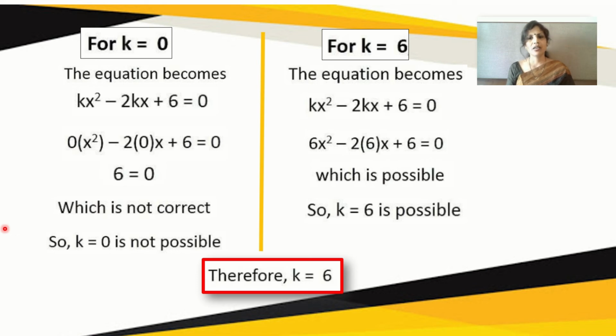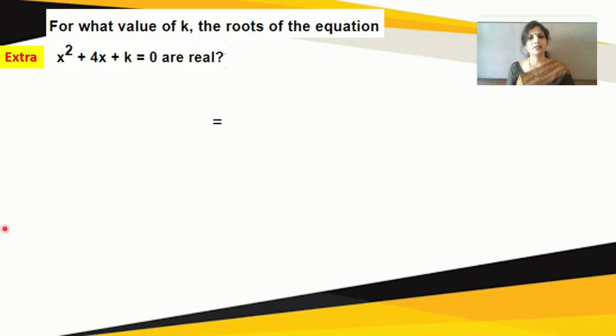Alright? Okay. Now along with this is an extra sum for you, and it has already come in the previous year's exam. For what value of k are the roots of the equation x square plus 4x plus k is equal to 0 real? Now what is the condition? That the roots are real roots. Now real means what? Real and unequal roots. So please recollect the condition for that.